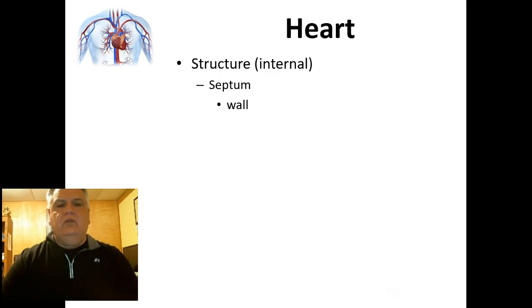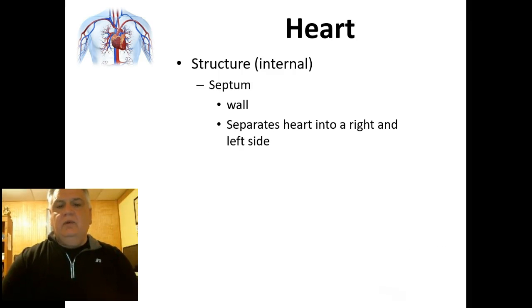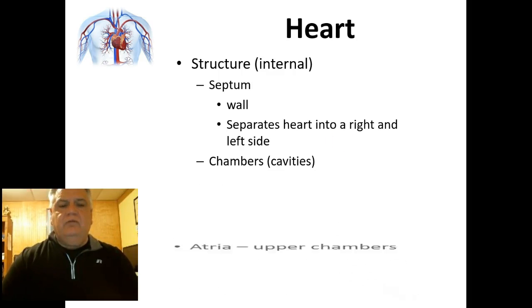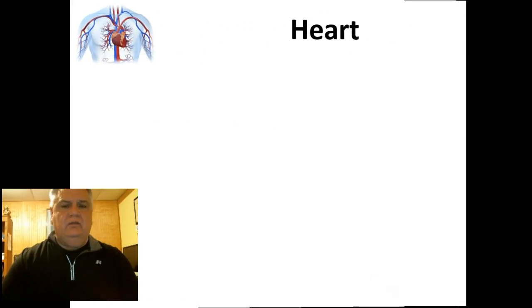Internally, we see the heart is divided by an internal wall, which is referred to as the septum. The septum will separate the heart then into right and left sides, or right and left halves. In addition, we note that there are 4 chambers or cavities that are located in the heart. 2 of them, the upper chambers, are referred to as atria, and 2 of them, the lower chambers, are referred to as ventricles.